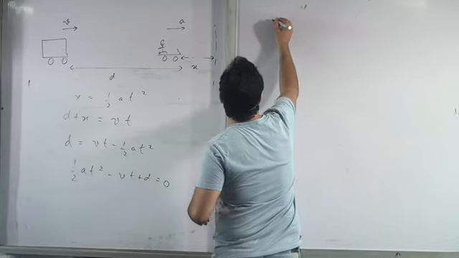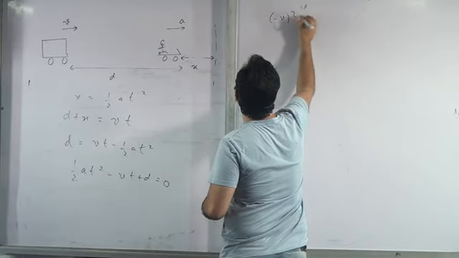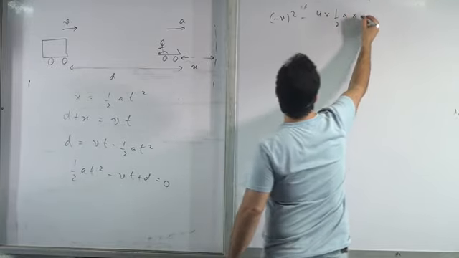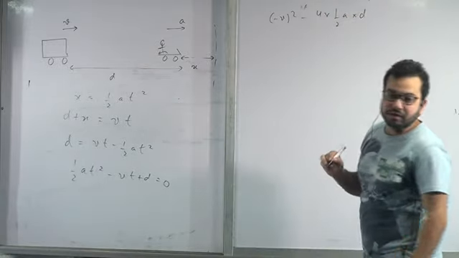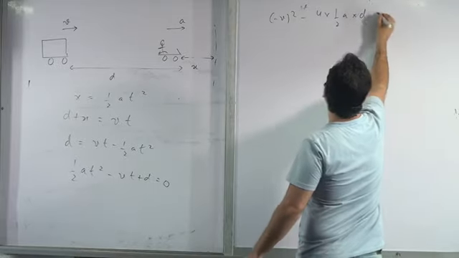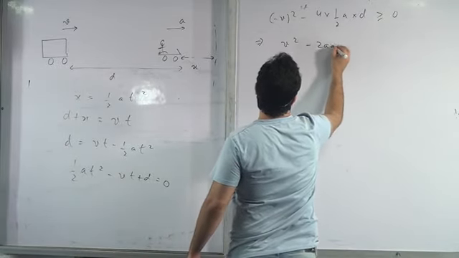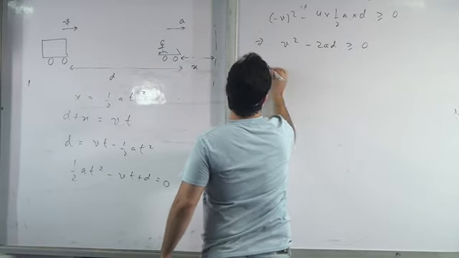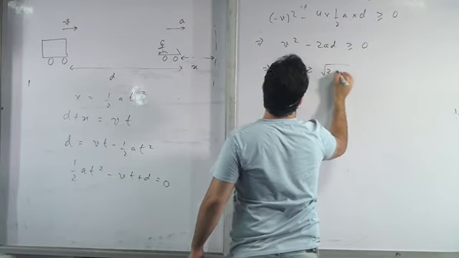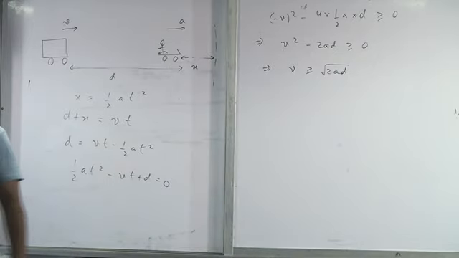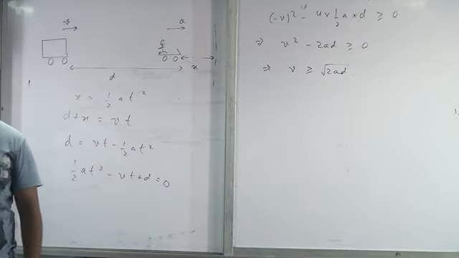The discriminant would be minus v square minus 4 into half a into d. Is that right? This will be the discriminant, and this should be greater than or equal to 0. So this is going to give me v square minus 2ad should be greater than or equal to 0. That means v should be greater than or equal to under root of 2ad. Is that clear? Any problem?